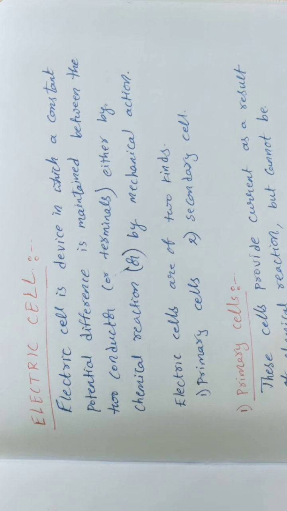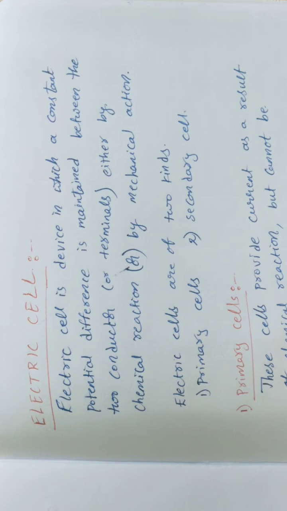Electric cells are mainly classified into two types: one is the primary cells and another one is the secondary cells. One more thing, students, electric cells are used as electric sources. So how can we define an electric cell? An electric cell is a device in which a constant potential difference is maintained between two conductors or two terminals, either by chemical reactions or by mechanical actions.